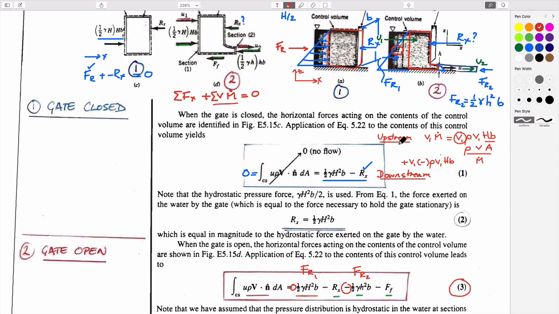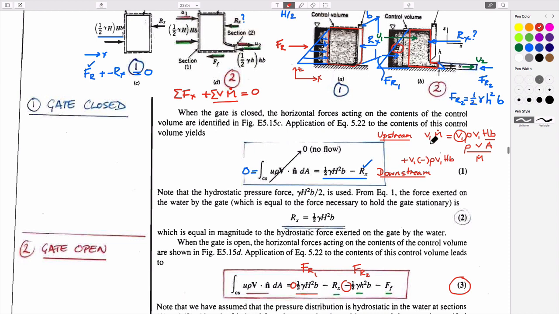We can do the same analysis, right? So it's going to be V2 times m dot, which is going to be equal to plus V2, since V2 is in the positive direction, and multiplied by, it's out of the control volume, so V2 is also positive, and multiplied by density times area. Okay.